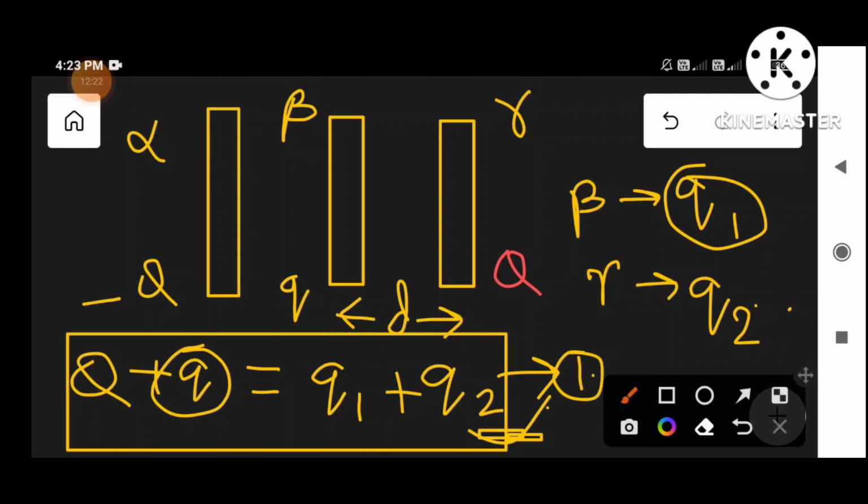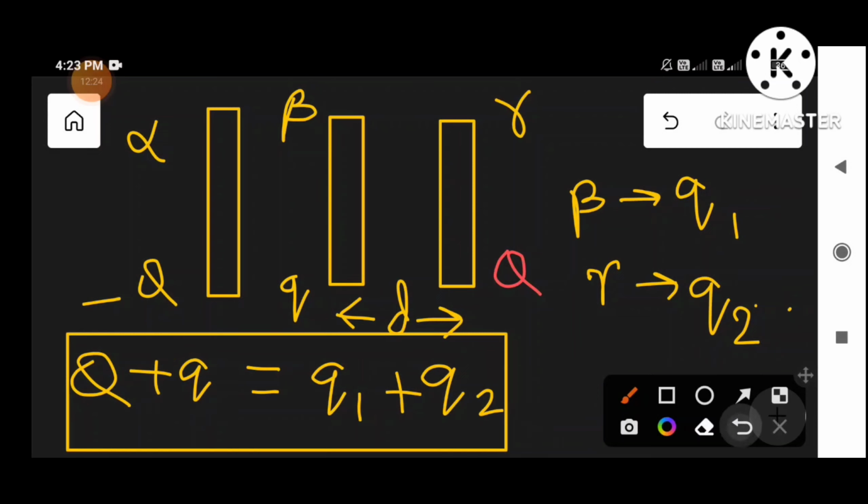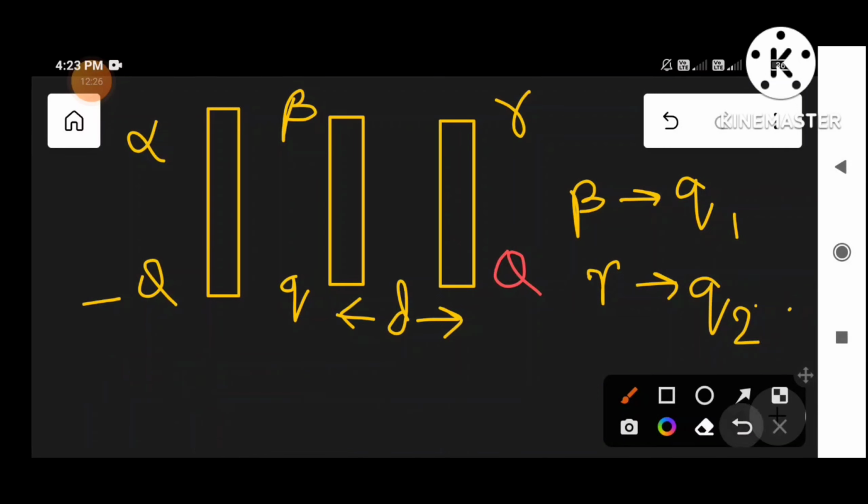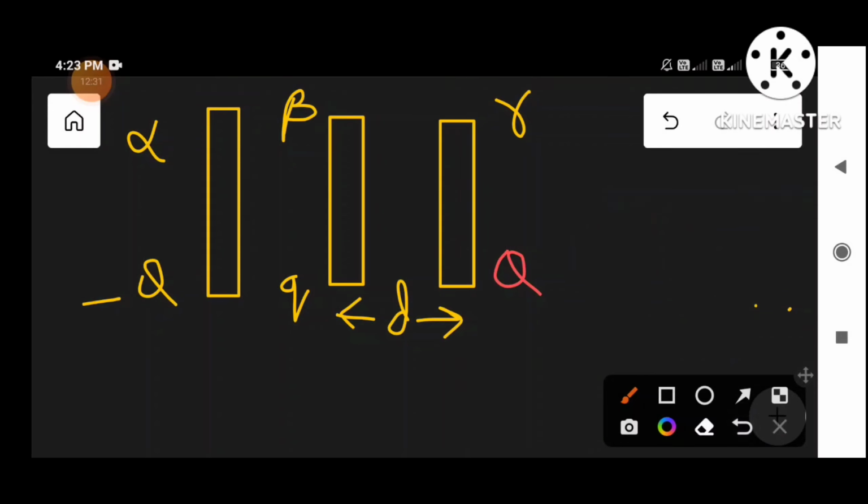Now we move on to the second part. How do we go about it? Remember, I said that the two plates, when they are colliding, will have the same electric potential. They will not have any difference in potential, right? And that does mean something like this.